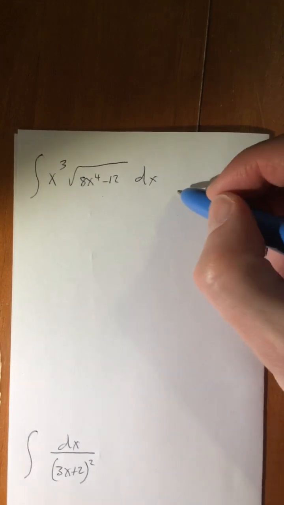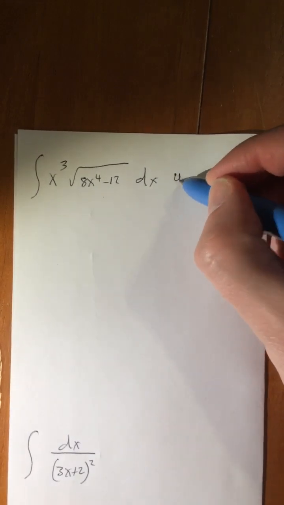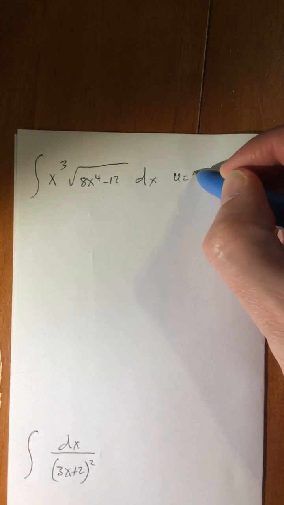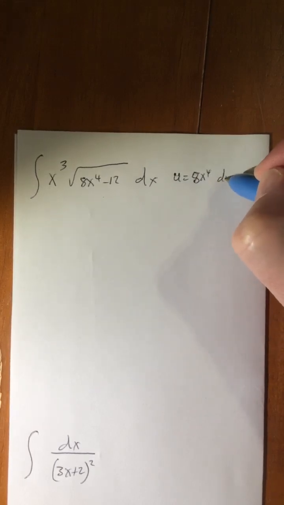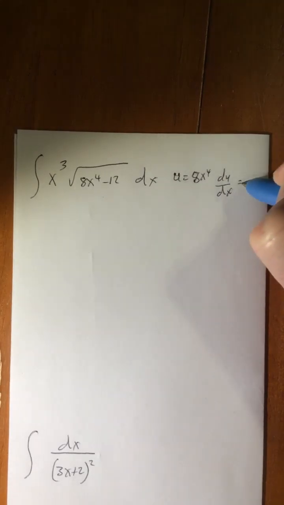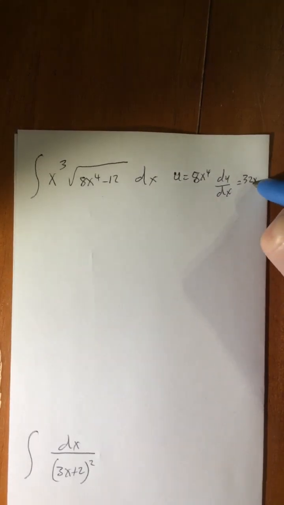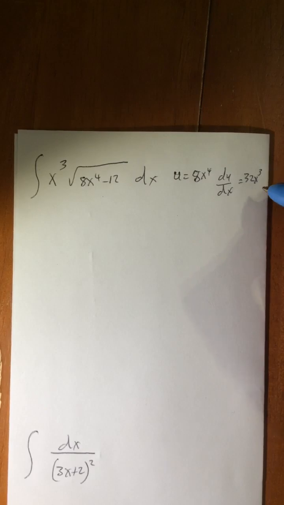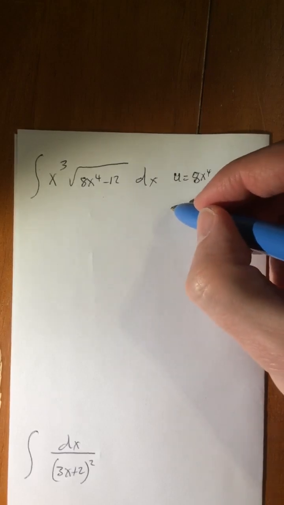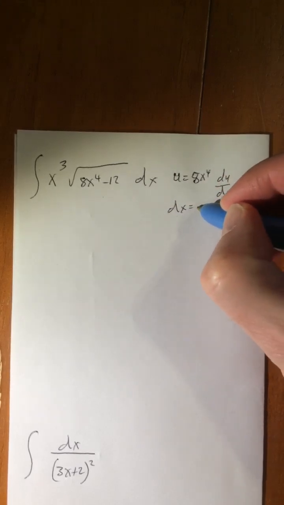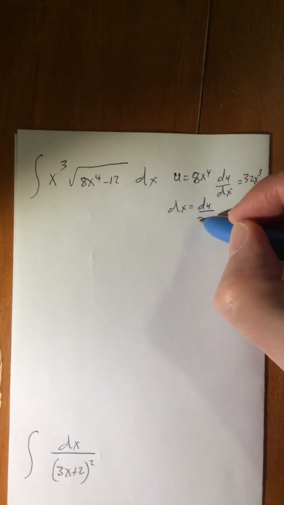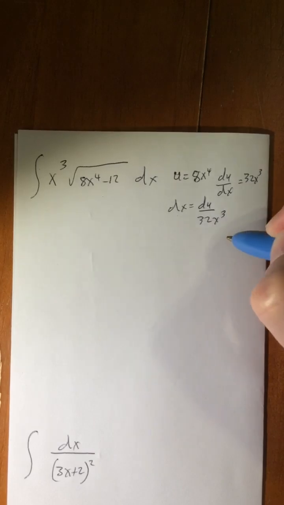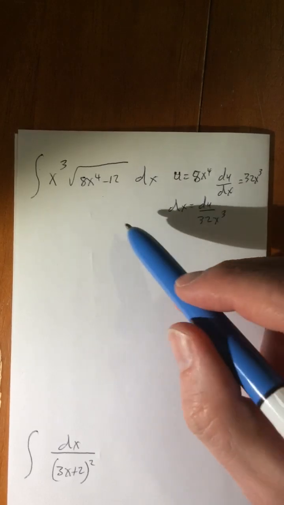All right, so let's rip through this. So we got u is 8x to the 4th, 8x to the 4th. And so therefore du dx equals 32x to the 3rd. And solving for dx, we get dx equals du over 32x cubed. So just making the substitutions.